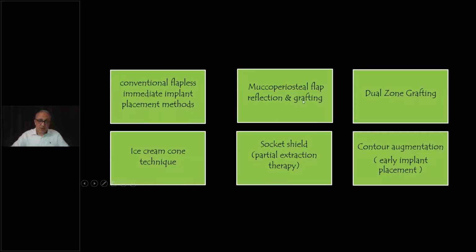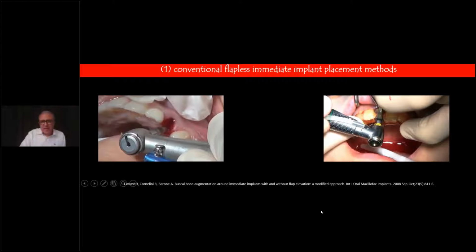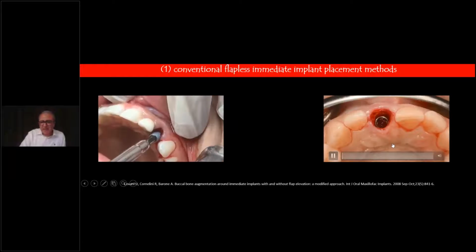Mucoperiosteal flap reflection, going really wide or maybe more aggressive. Dual zone grafting, and we have the boss of the dual zone and ice cream cone technique, Dennis Tarnow, who invented this. Socket shield and contour augmentation. So what's wrong with putting an implant like this, putting the bone in, and leaving it like that?